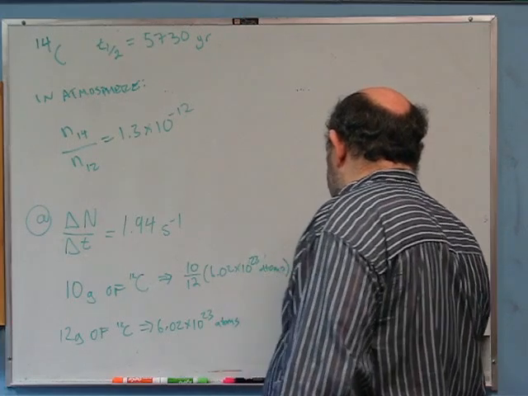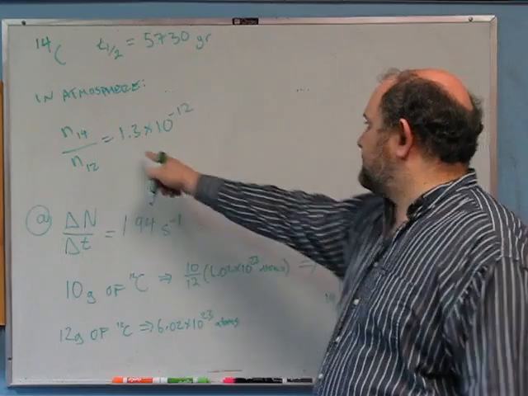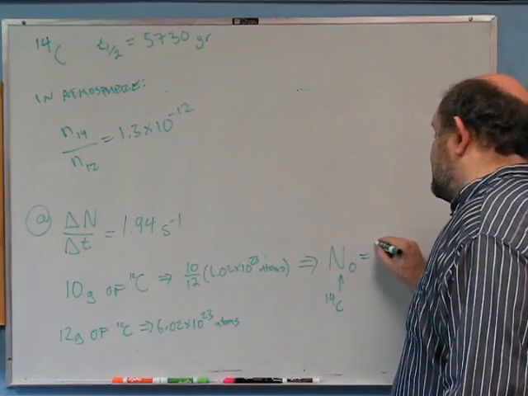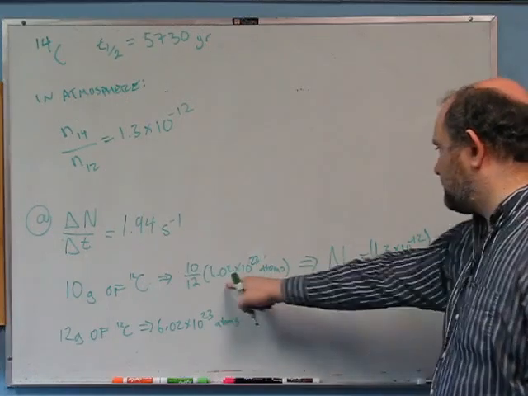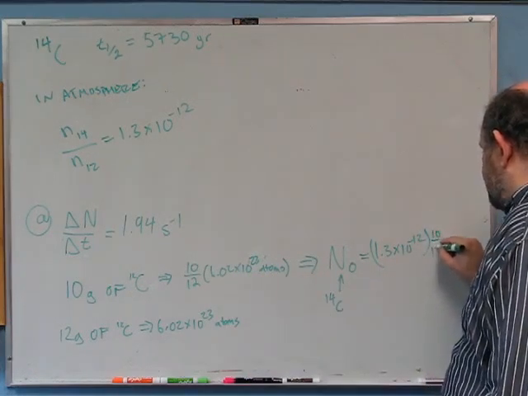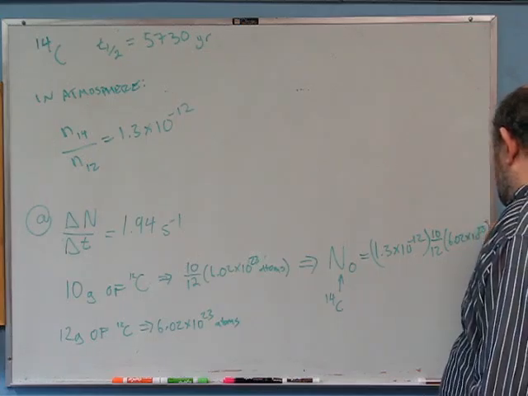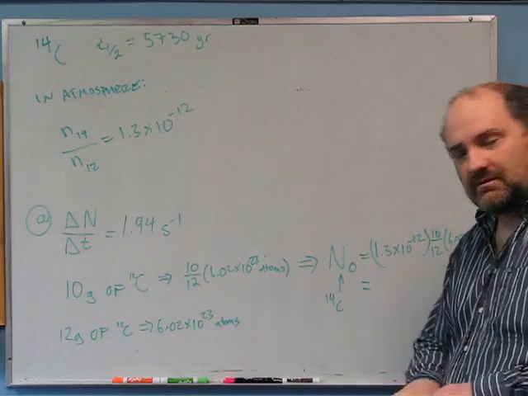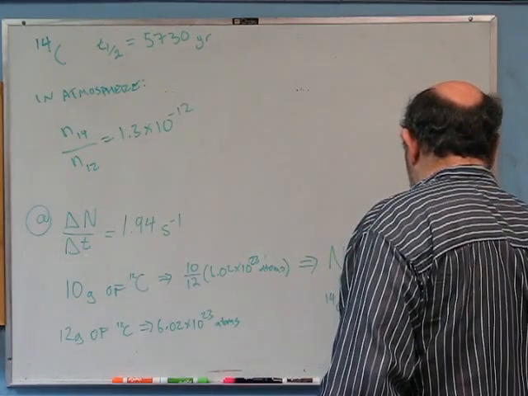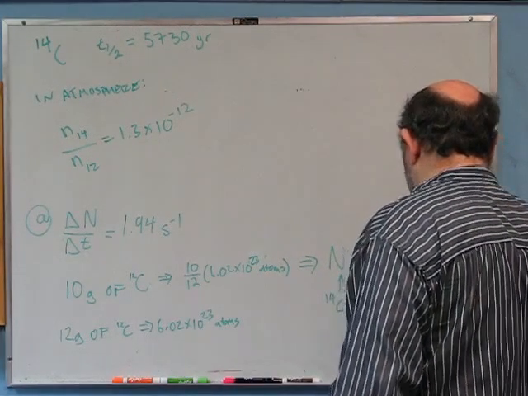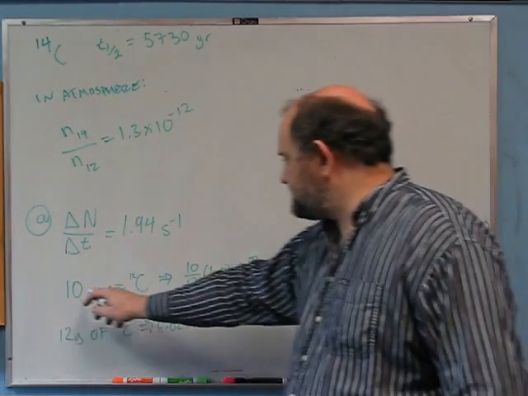So what this tells us is that N0 of carbon-14 is going to be this fraction, 1.3 times 10 to the minus 12, times the number of carbon-12s, which is 10 twelfths of 6.02 times 10 to the 23rd, right? And so we can get that number. That's equal to 6.52 times 10 to the 11th. All right, this is N0. We have this much carbon.